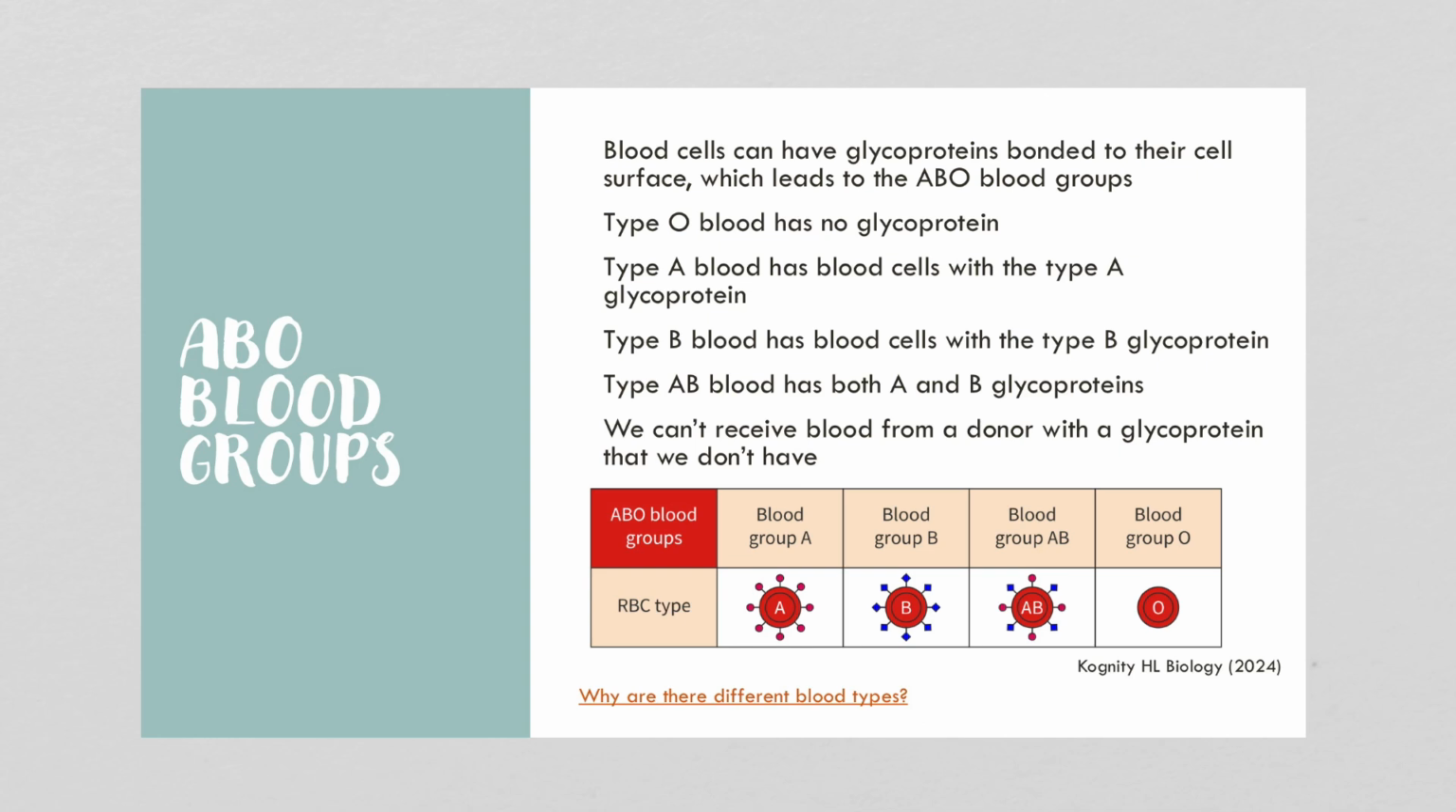So blood type O is considered the universal donor because any type of person can receive blood type O, but blood type O can only receive blood type O. So while it's a universal donor, it's not a universal acceptor. The universal recipient is somebody with blood group AB because they could get type O, type A, type B, or type AB blood.